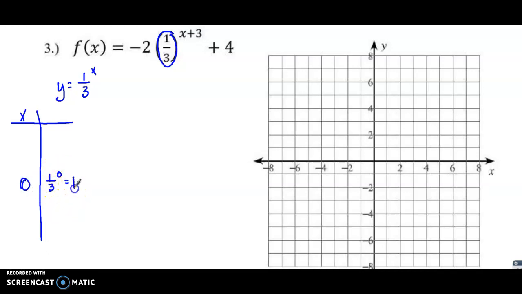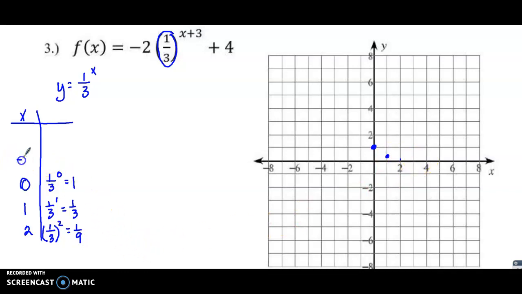So 1/3 to the 0 we know is 1. We have that same 0, 1 coordinate no matter what our base is. If we plug in a 1, 1/3 to the 1 is 1/3. So now I have a coordinate 1, 1/3. So notice it's going to be going down this direction this time. If I did a 2, that would be 1/3 squared, which is 1/3 times 1/3, giving us 1/9. That's way too small for me to draw, but you get the idea. It's just getting really close.